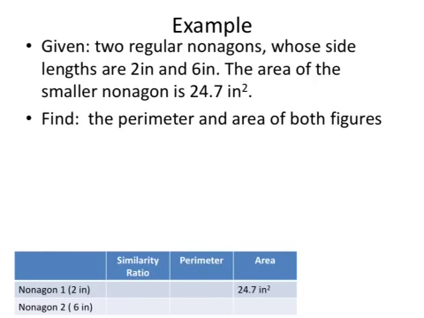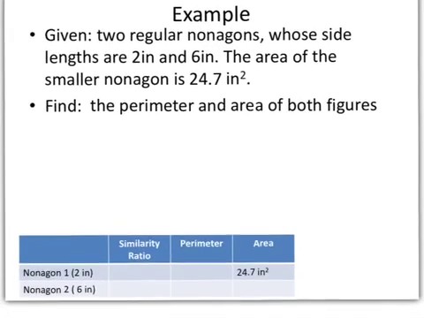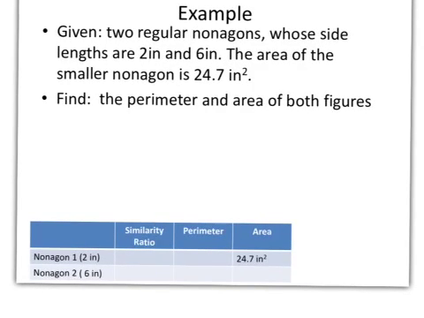So let's look at another example. Here we have two regular nonagons, 9-sided figures, whose side lengths are 2 inches and 6 inches. The area of the smaller nonagon is 24.7 inches squared. And we want you to find the perimeter and area of both figures. Okay?